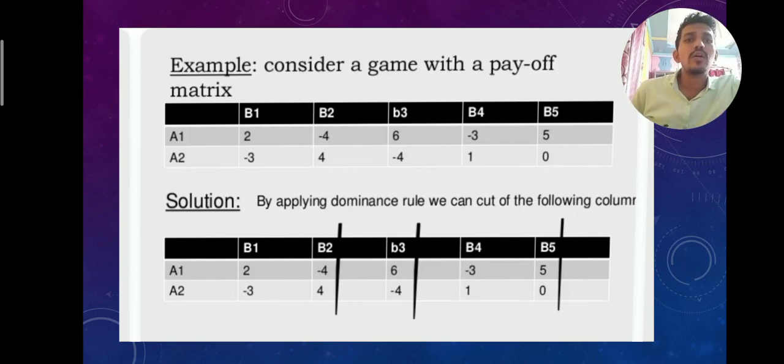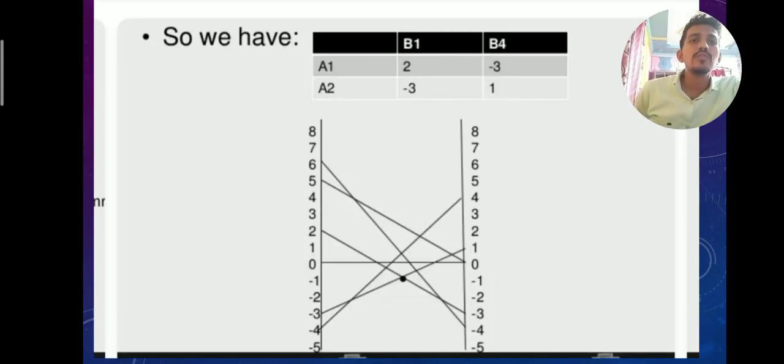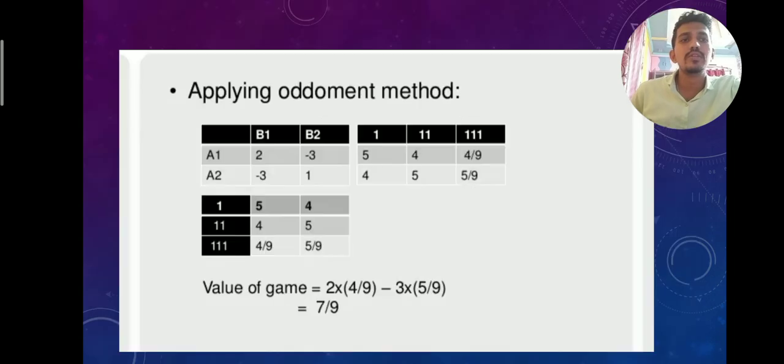The lowest values are minus 4, minus 6, minus 3 and 0, so we eliminate these columns. Only the values 2, minus 3 and 1 remain. So we plot the graph, then we calculate the saddle point. The saddle point means 2 to minus 3 and minus 3 to 1. Sorry, 1 to minus 3.